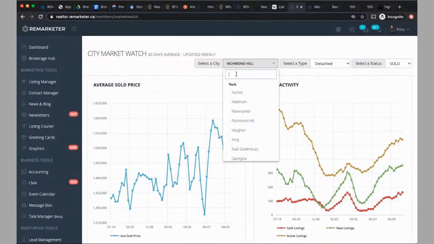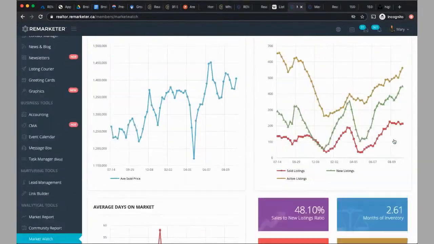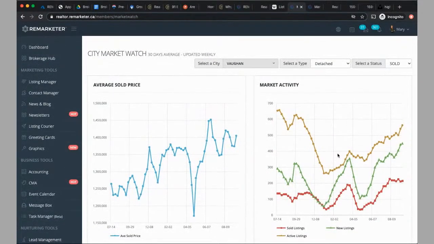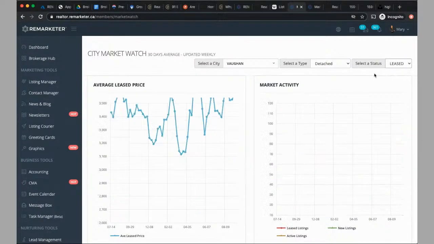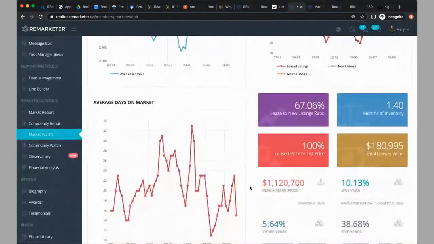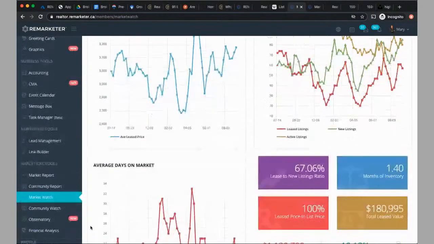If I want to compare that to, let's say, Vaughan, I will select Vaughan right there. Months of inventories for detached properties is 2.61. So Vaughan detached properties are selling faster, and you know why, they're less expensive. So these are the things that you can arrive at here as well. You can even look at lease prices too, so you can easily analyze the market for rents as well. So this is also a good tool.